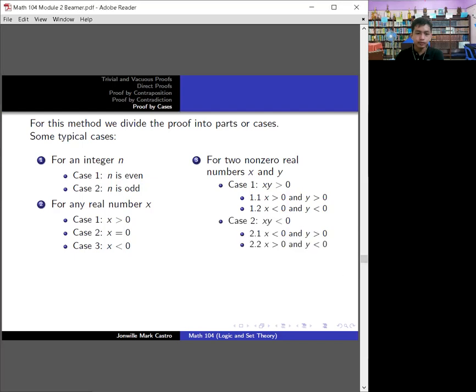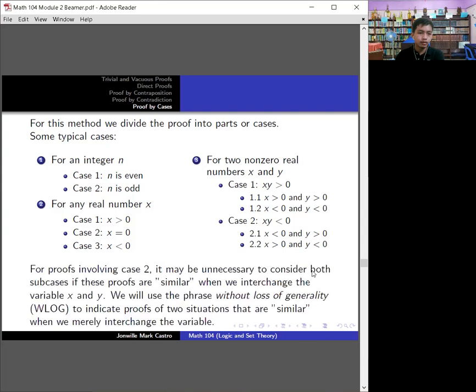And case 2, xy is negative. So, the subcases are that x and y have different signs. Either x is negative and y is positive, or x is positive and y is negative. Okay? So, when we prove these kinds of cases for real numbers and integers, usually we show all the cases.